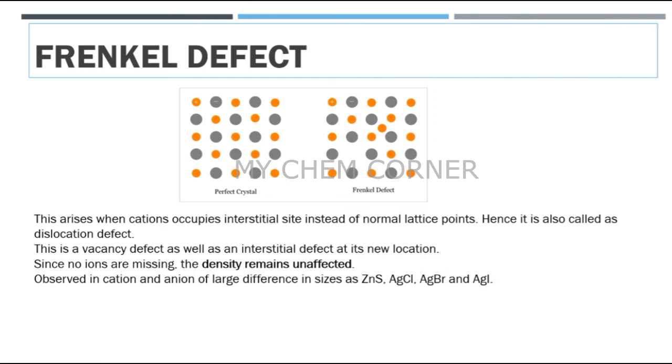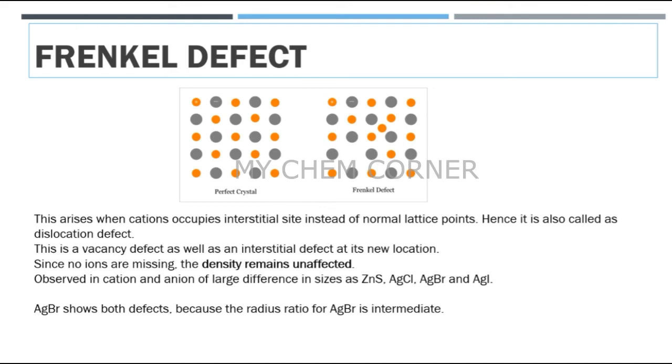Now if you observe these examples, silver bromide is one of those examples that were there in both Frankel and Schottky. That means to say that they observe both of it. Why is that so? It is only because the radius ratio is intermediate. They are not too small. The difference between them is not too large also. They are intermediate. So what happens is they can show both defects. They can show vacancy and they can show an interstitial defect. Both Schottky and Frankel is observed in case of AgBr.